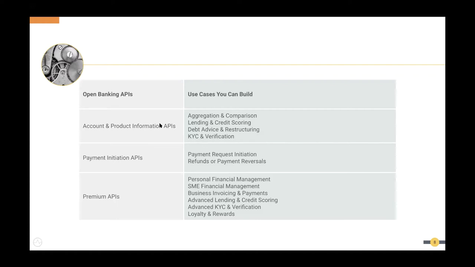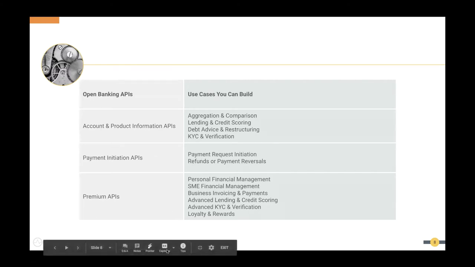So the account and product information APIs expose bank customer account details like balances, transactions, and also product information like product types and interest rates. This API category is heavily used to derive use cases for aggregation, comparison, credit scoring, and KYC verification. Next, the payment API category allows financial operations such as real-time account-to-account payments or checking the availability of funds in an account. So this API category is used for use cases like real-time account-to-account payments from fintech mobile apps, and quick refunds or payment reversals.